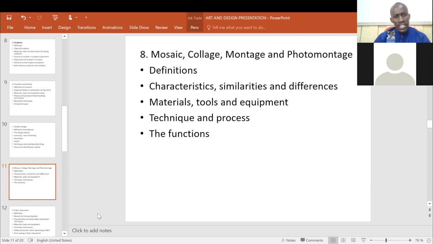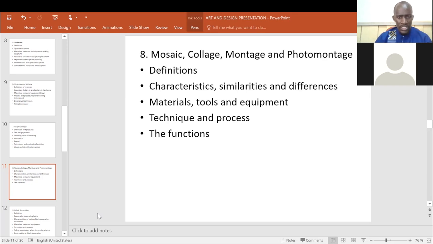Again, when you're talking about collage, what are some of the materials we can use in collage? We've talked about the distinctive feature of a collage as being different textured material. Most of the time, we can use naturally existing materials to create a collage. That is sand, you can use grass, and any other form of item. Then we talk about montage and photomontage. Montage and photomontage basically deal with the pasting of pictures.